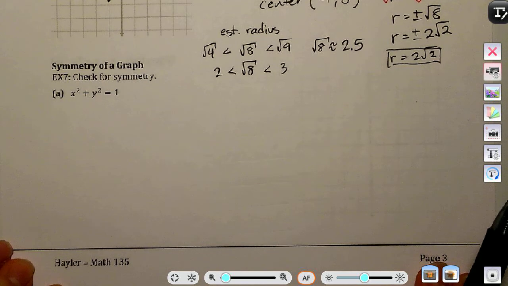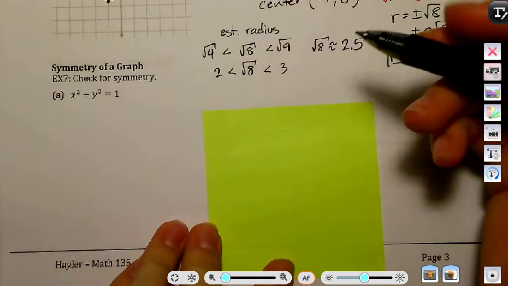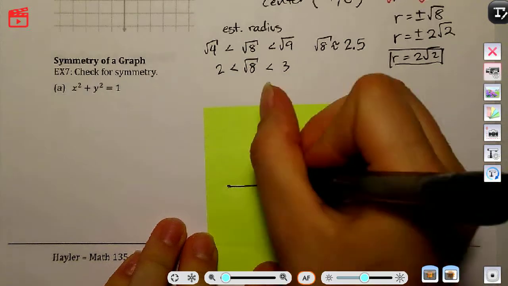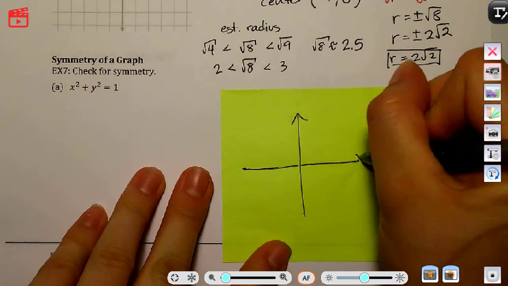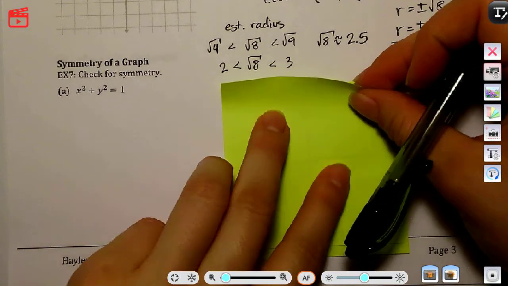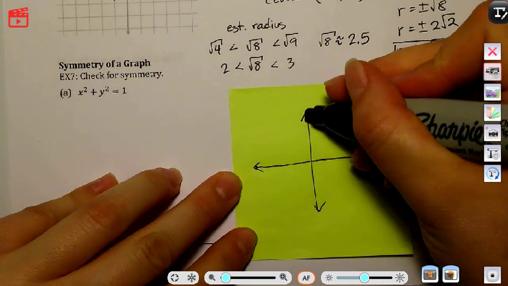Here we go, symmetry of a graph. So the symmetry of a graph, what does that mean? Well, that means if you took something, let's see if I have a piece of, where'd my sticky notes go? If you had your graph, here is our axis. Let's see, can we see this through? Kind of. Let me make that darker. The jumbo pen.